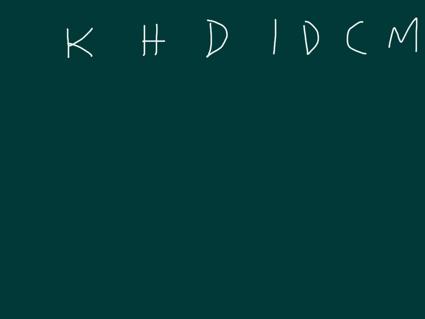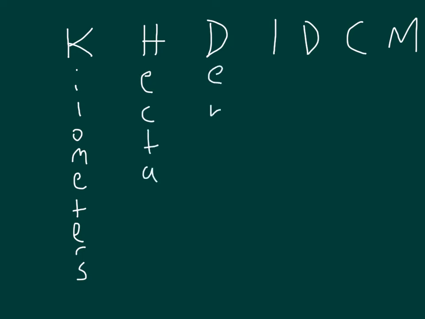Here we have King Henry drinks one delicious chocolate milk. Kilometers. Hectometers. Decameters. One being that unit, whether it be something like meters.